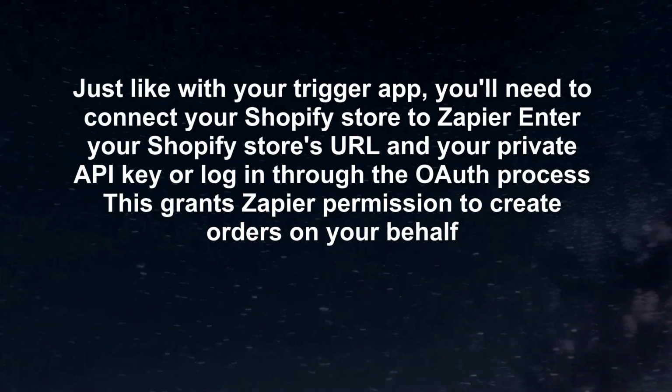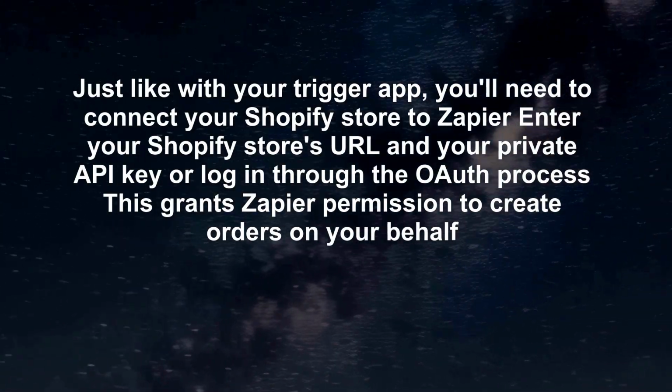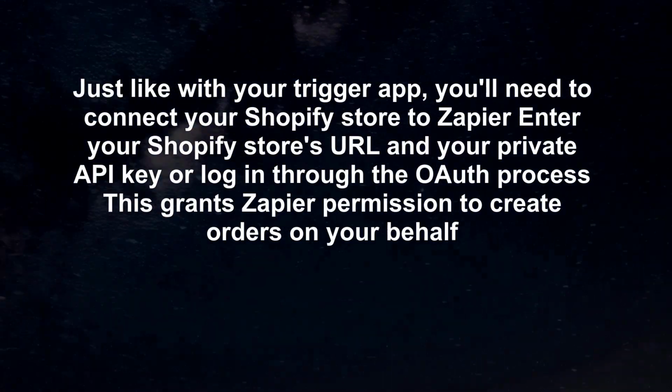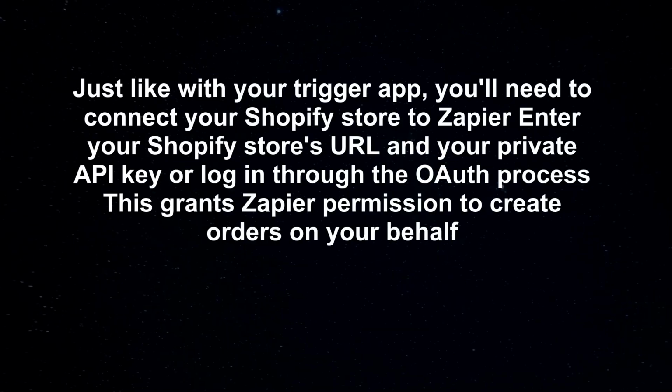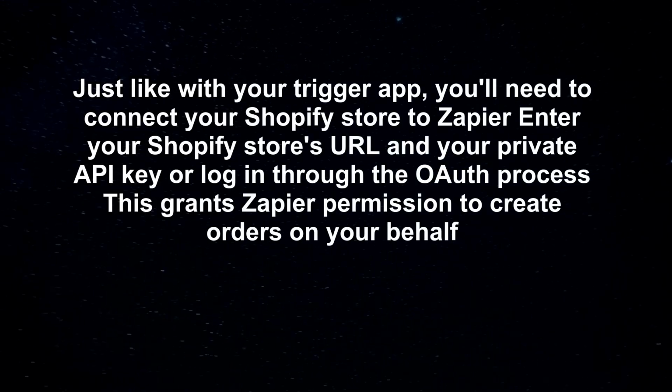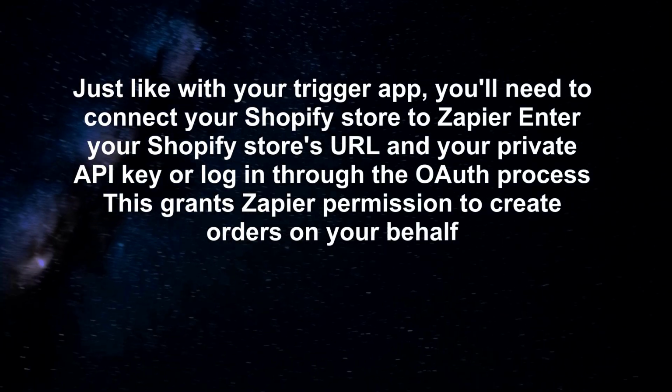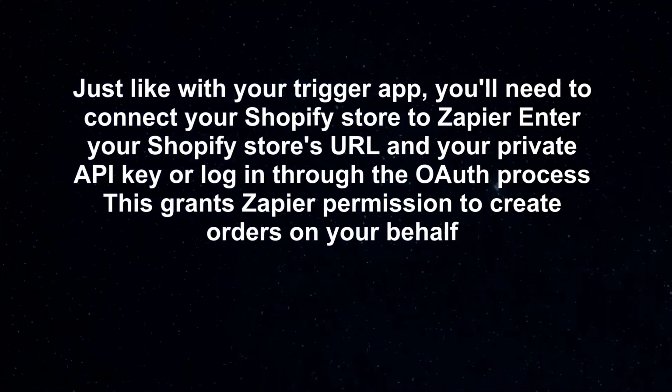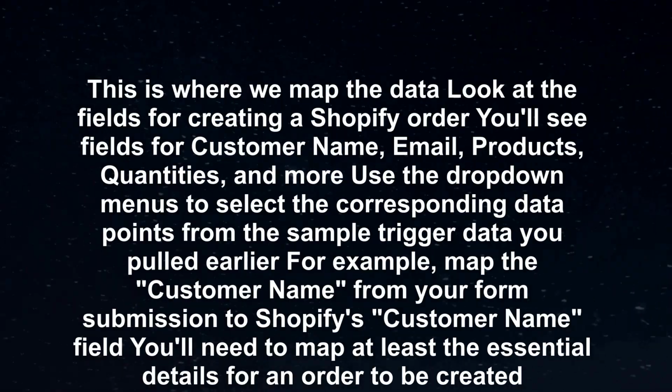Just like with your trigger app, you'll need to connect your Shopify store to Zapier. Enter your Shopify store's URL and your private API key, or log in through the OAuth process. This grants Zapier permission to create orders on your behalf. This is where we map the data.